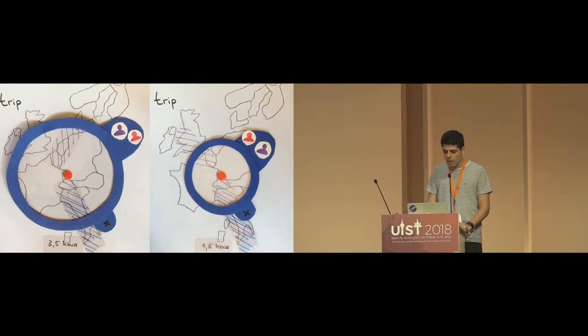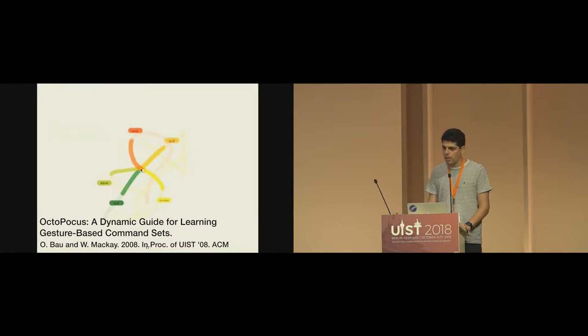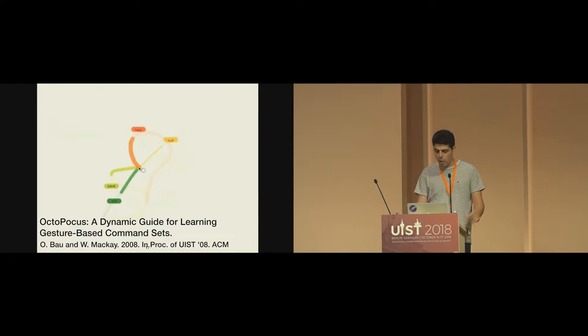And if we want to do something even more dynamic, like the OctoPocus technique, that is a technique that helps users to show the gestures that are available. For example, here we can see that the user wanted to do a question mark gesture, but we can see there are 1, 2, 3, 4 gestures that are available, and when the user is doing the question mark gesture, the other ones are disappearing.